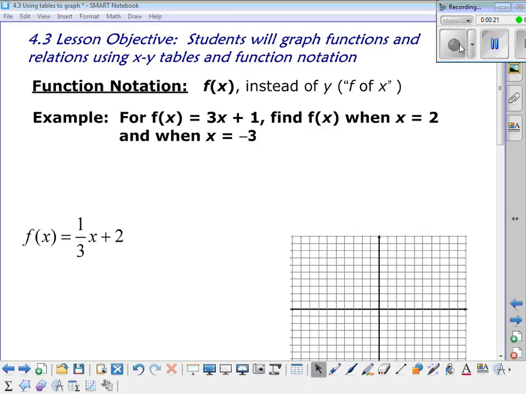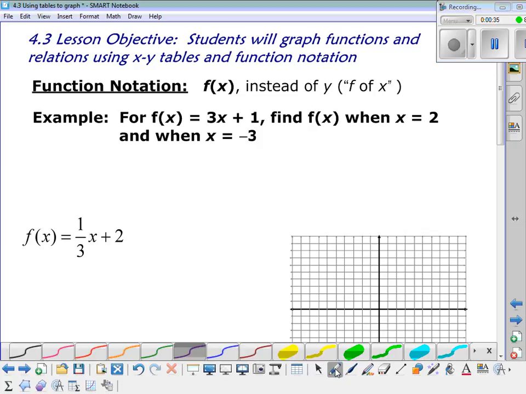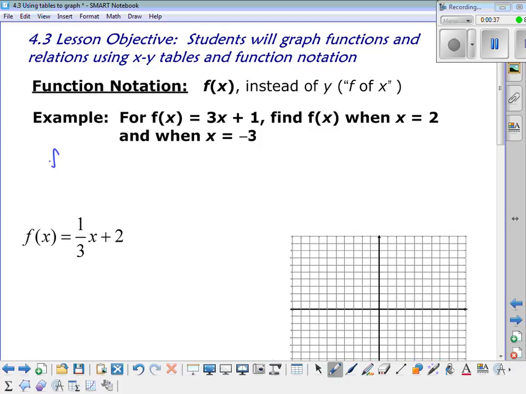So for example 1, for f of x equal to 3x plus 1, we're going to find f of x when x is equal to 2 and when x is equal to negative 3. All that means is we're just plugging in those values for x in the expression 3x plus 1. So if I want to know f of 2, basically what is the value of the function when x equals 2, I just put in a 2 for x. So 3 times 2 is 6. And then when you add 6 plus 1, you get 7. So f of 2 would be equal to 7.